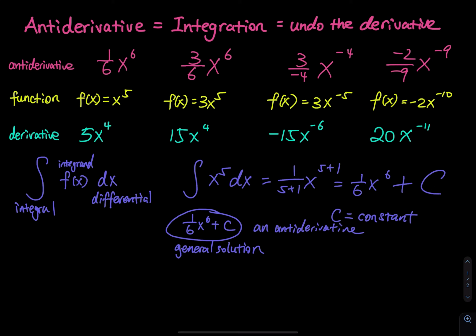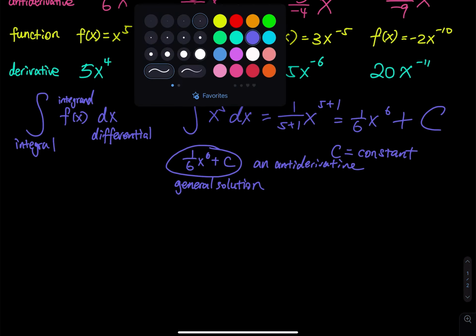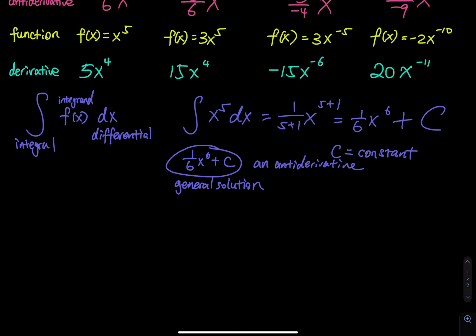Or just call this a general solution. And then how do we figure out the c? Well, to figure out the c, I will give you the next example. The next example that I would like to use is f prime of x equals 3x squared plus 5x minus 3.